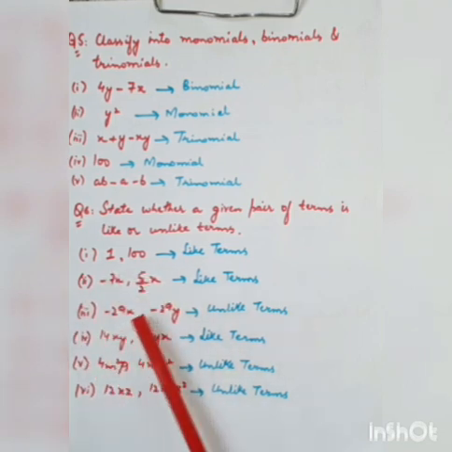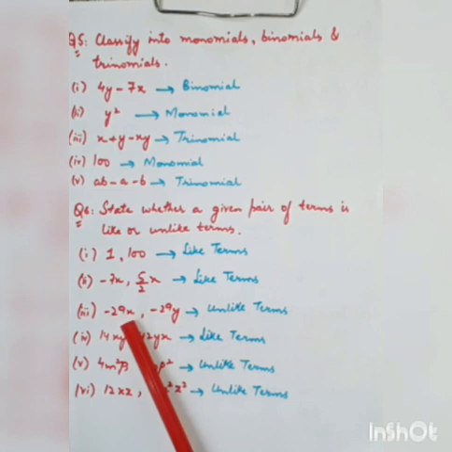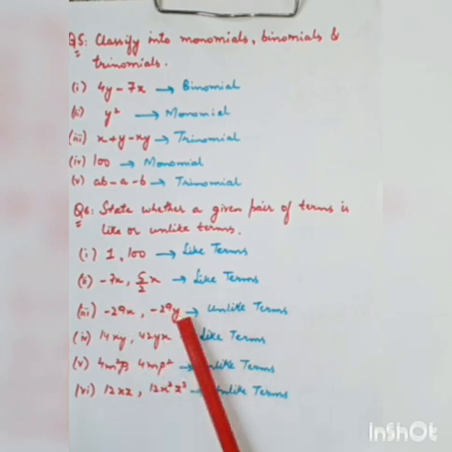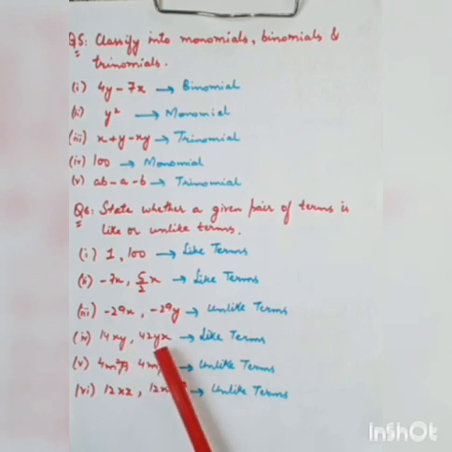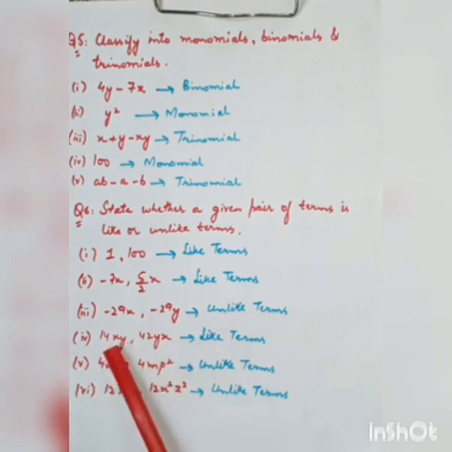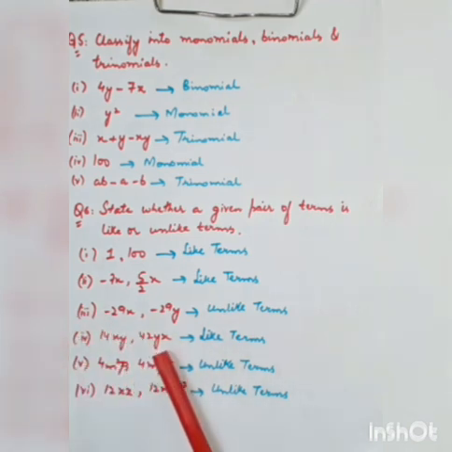Then minus 29x and minus 29y. Here algebraic factor is x and here we have y, so these are unlike terms. Then 14xy and 42yx. See students, here algebraic factors are x and y and here also we have x and y. Okay. So here y is written first and then x, it doesn't matter. What matters is here we are having x and y and here also we are having x and y. So these are the like terms.